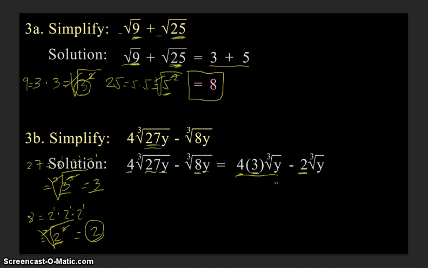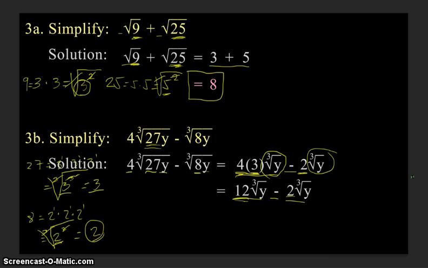Okay, so kung makikita natin, pares na sila ng radicals. So, cube root of y and then cube root of y din dito sa kabila. Okay, so simplify na natin. Multiply natin yung 4 and 3. That is 12 times cube root of y minus 2 cube root of y. So, pwede na natin i-minus or i-subtract yung 2 dun sa 12.